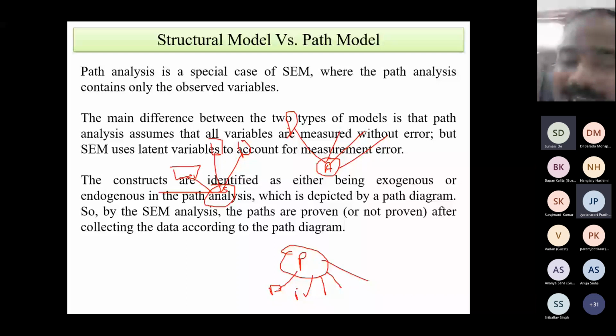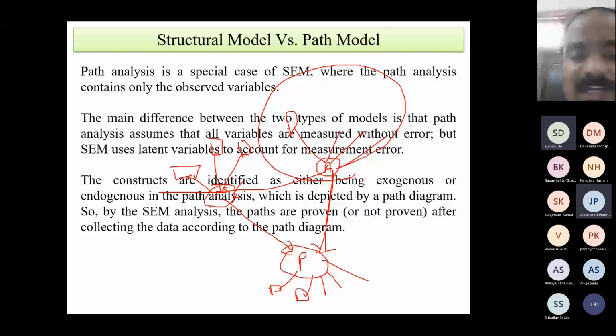The researchers' interest is whether attitude leads to satisfaction or not, whether satisfaction leads to performance or not, and simultaneously whether attitude leads to performance or not. So it is a simultaneous factor analysis and regression. Some researchers said SEM is nothing but a simultaneous factor analysis and regression. Why? Factor analysis is happening, and simultaneously regression is happening. So this is a simultaneous equation solving.